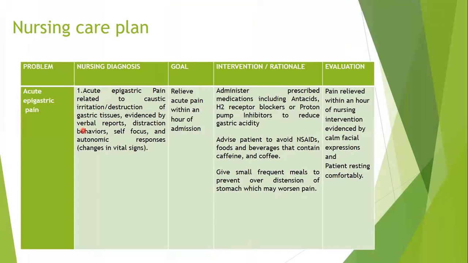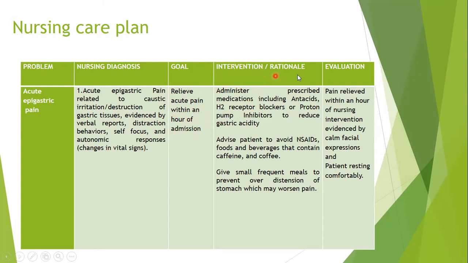Here is an example of a nursing care plan, just showing you one problem. The patient's problem is acute epigastric pain. The nursing diagnosis is acute epigastric pain related to caustic irritation or destruction of the gastric tissues, evidenced by verbal reports of pain, distraction behaviors, self-focus, and autonomic changes. The goal: the patient will be relieved of acute pain within an hour of admission.